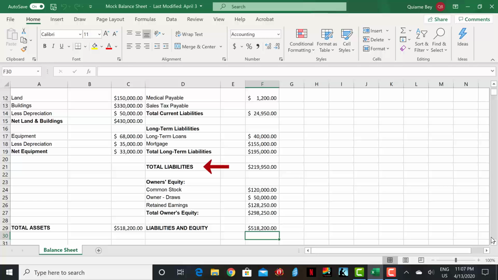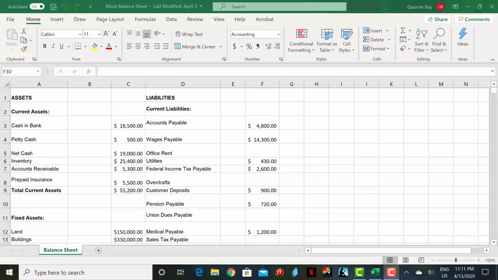Cell D21 is the total liabilities. Cell D23 is where we find our category heading for owner's equity. Cells D24 through D26 are the subcategory for owner's equity. And cell D25 is the total owner's equity. Cell D29 is where we find the heading for total liabilities and owner's equity. Column F is where the numerical data for the subcategories of current liabilities, long-term liabilities, owner's equity, and total liabilities and owner's equity have been inserted.